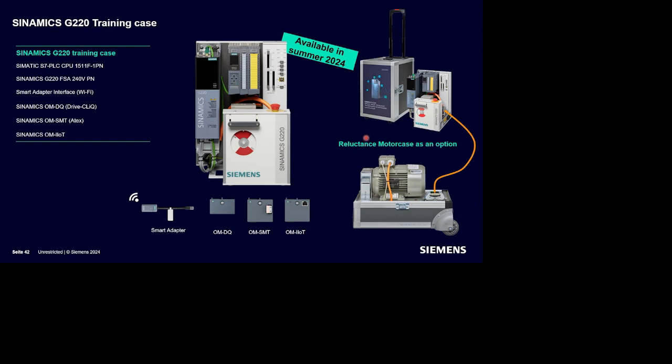There is an option, which is this reluctance motor, and it can be added as an option to the standard Sinamics G220 demo case, and with a hard-wired connection can just be plugged into this original case, and you can also familiarize yourself with the reluctance motor control.